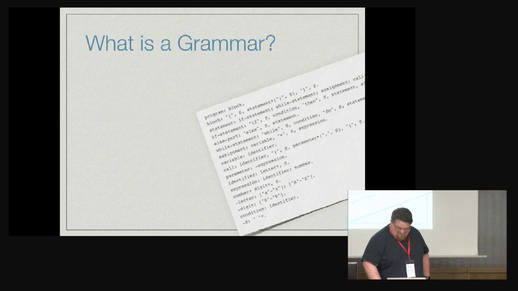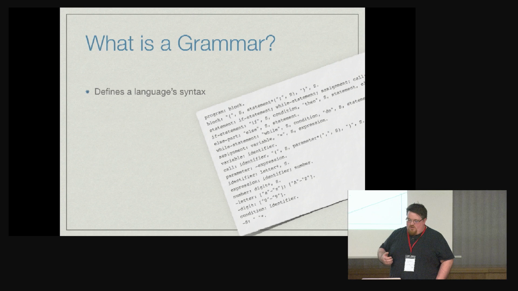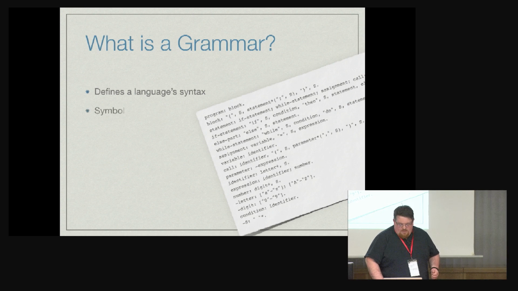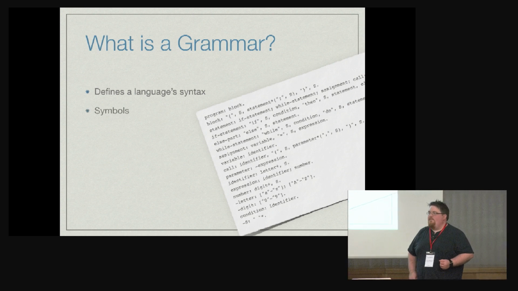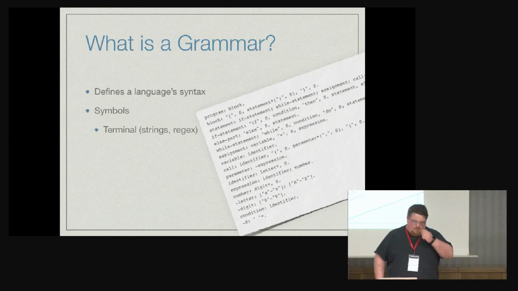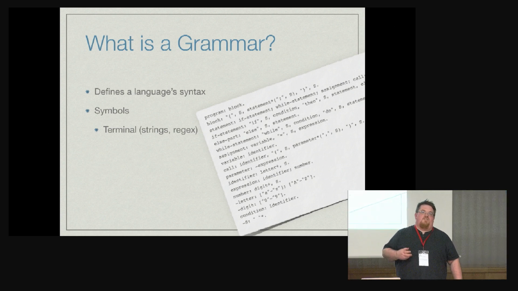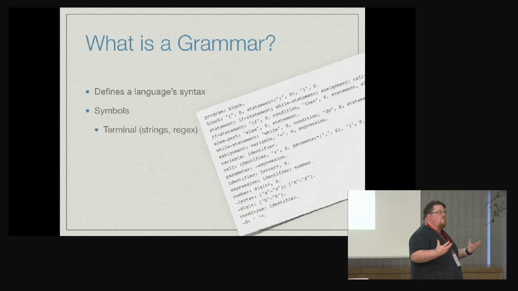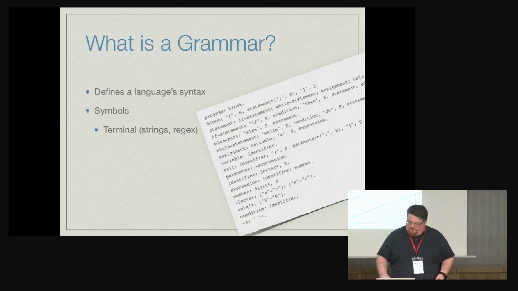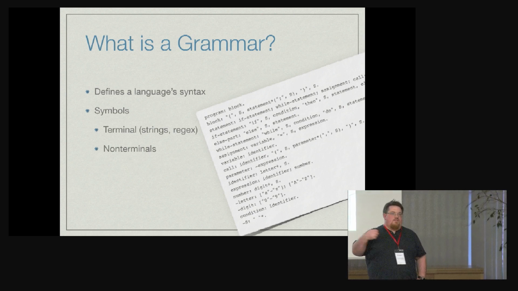You liar. So basically, a grammar defines the language's syntax that we're talking about, the language that's embedded in this string that we want to release as some machine-understandable tree. And it consists of symbols, labels, if you like. And these symbols can be terminal symbols. So these are things like strings or regular expressions that map to strings, character ranges, that sort of thing. And they can be non-terminals, which are symbols that refer to other symbols.